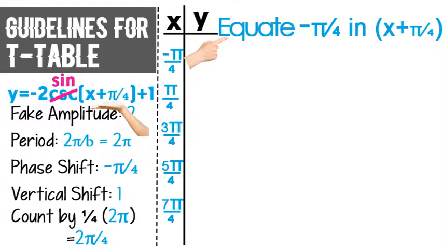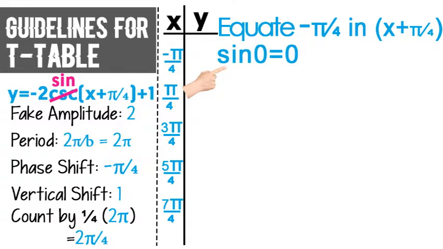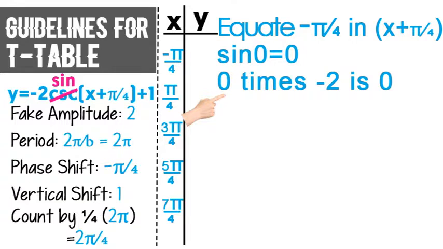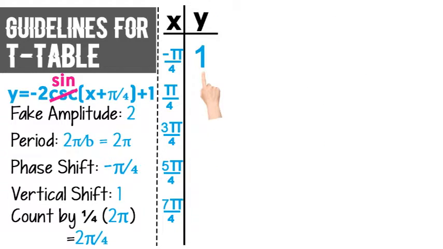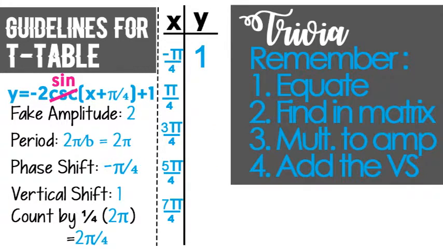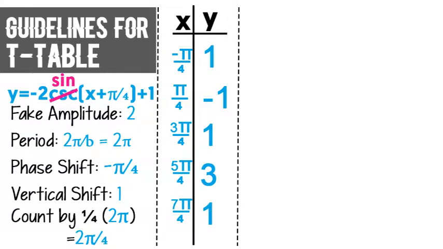Equate negative pi over 4 in x plus pi over 4, so negative pi over 4 plus pi over 4 is equal to 0. Sine 0 is 0 in our matrix. 0 times negative 2 is still 0. Then 0 plus 1 is 1. Therefore, y is equal to 1. And by repeating the same steps used in graphing tangent and cotangent, we will be able to complete our t-table.